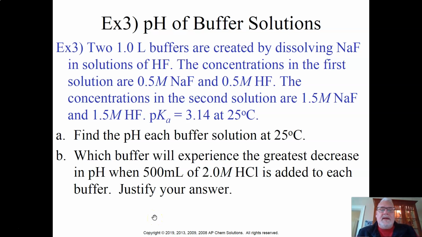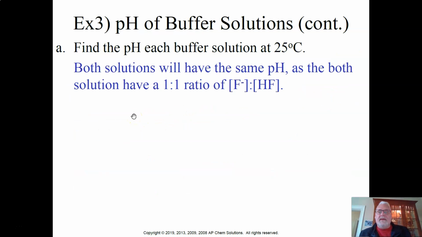So we have these two buffers in this next problem here. Notice that they are both 0.5 molar. All right, and in the second solution, they are both 1.5 molar. So you can probably guess from what I told you earlier which will be the greatest change in pH based on when I talked about the strengths and the capacity of a buffer. So this one has more capacity to be a good buffer. You know that already, but we'll get to that coming up here.